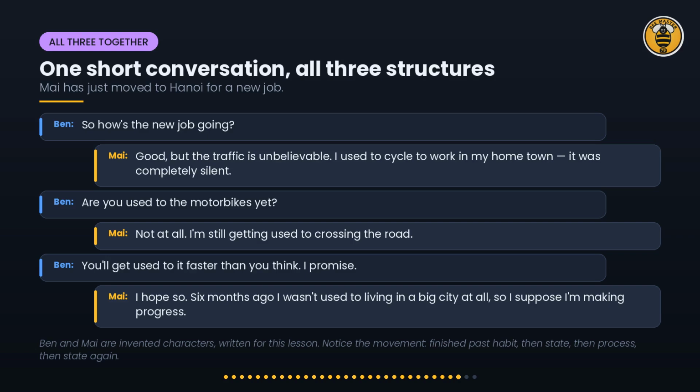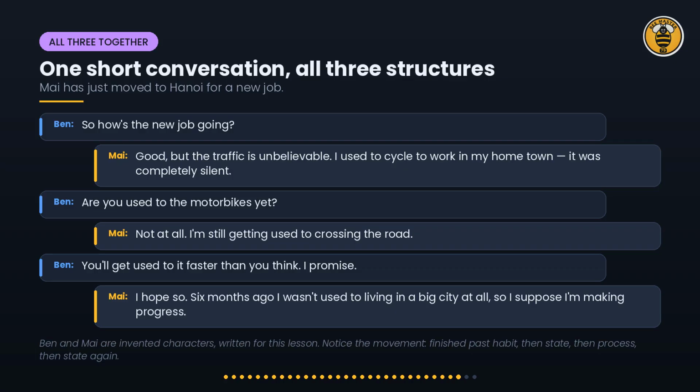So how's the new job going? Good, but the traffic is unbelievable. I used to cycle to work in my hometown. It was completely silent. Are you used to the motorbikes yet? Not at all. I'm still getting used to crossing the road. You'll get used to it faster than you think, I promise. I hope so. 6 months ago, I wasn't used to living in a big city at all, so I suppose I'm making progress.